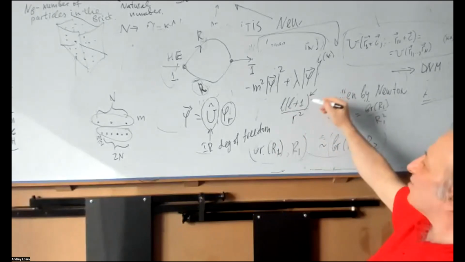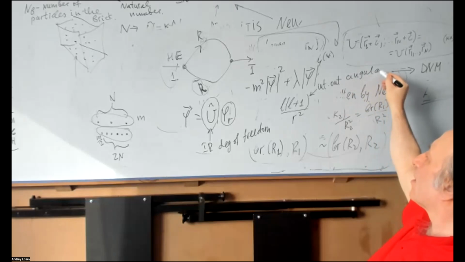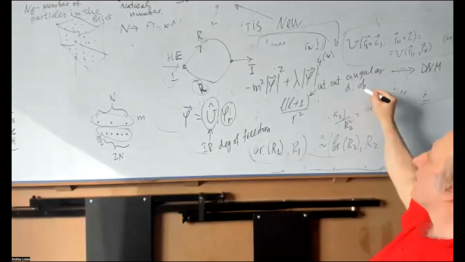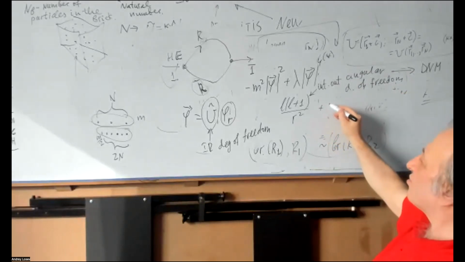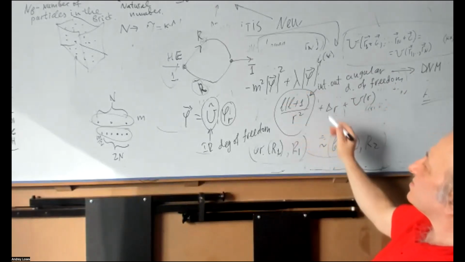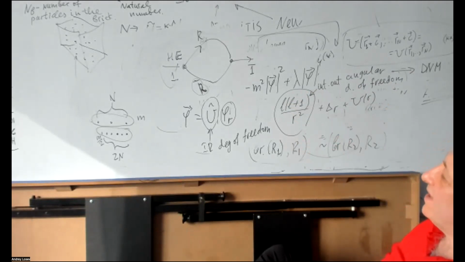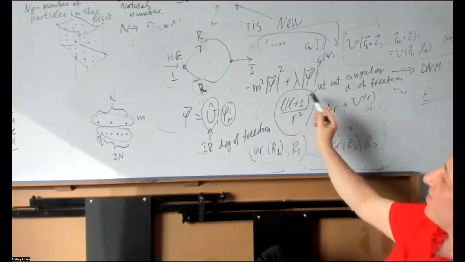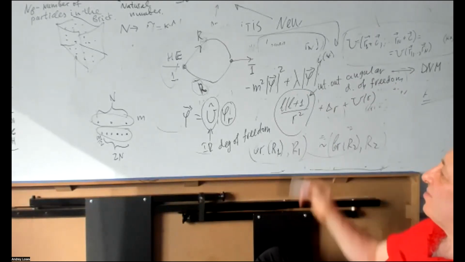This is the result of integrating out angular degrees of freedom. And here you have your radial potential plus some potential. So I take my words back. In some cases, I don't know how to describe them. It may happen that you may integrate out low energy degrees of freedom like this.